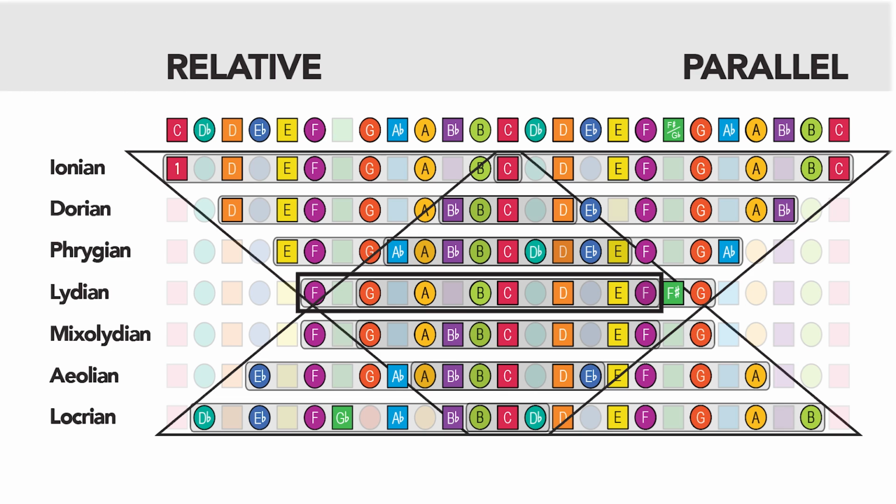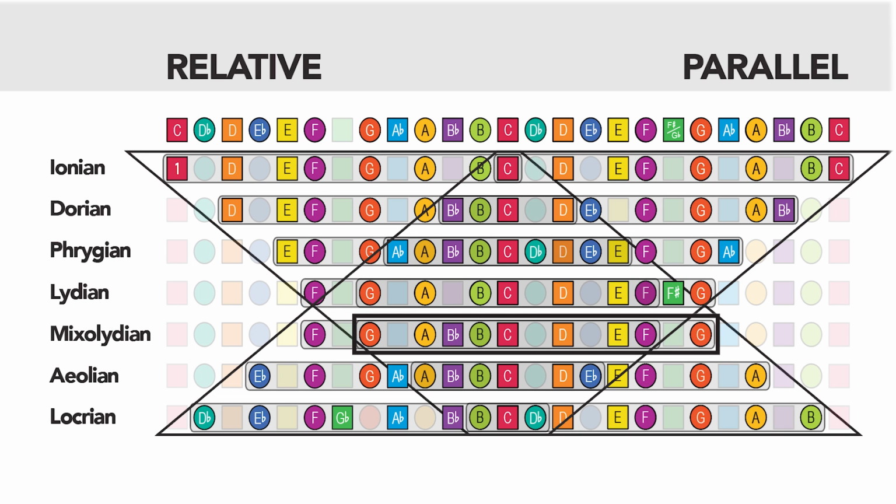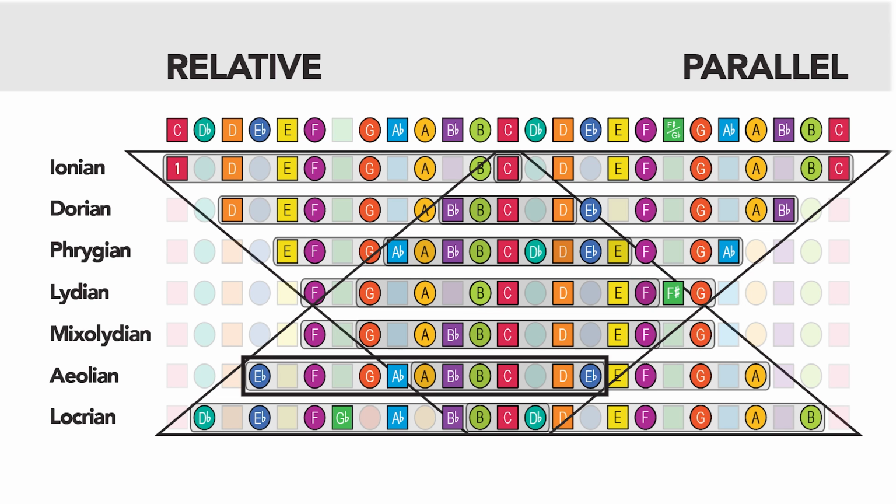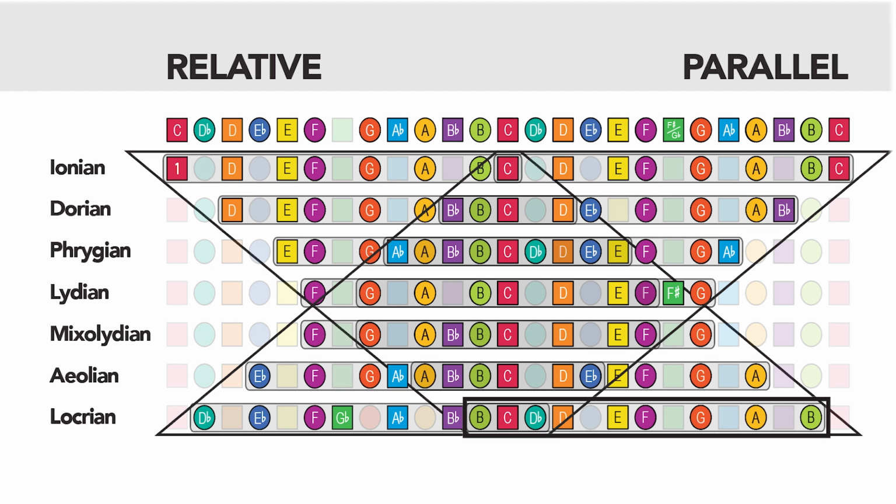In the relative modes group, C relative modes, the Lydian mode begins and ends on F, while in the parallel modes group, C Lydian is derived from the G major scale. So F and G likewise are symmetrical around C. And continuing on, F and G share similar relationships in the Mixolydian mode, E flat and A in the Aeolian mode, and D flat and B in the Locrian mode.